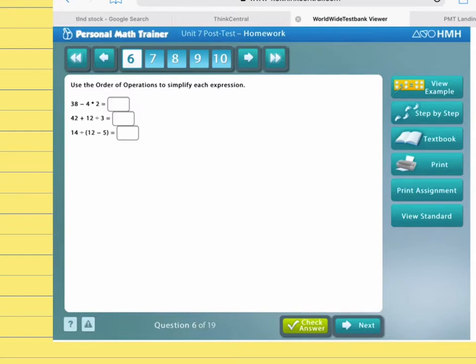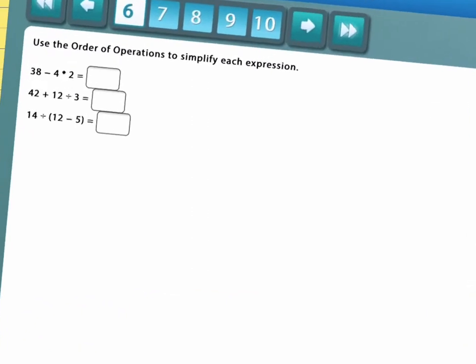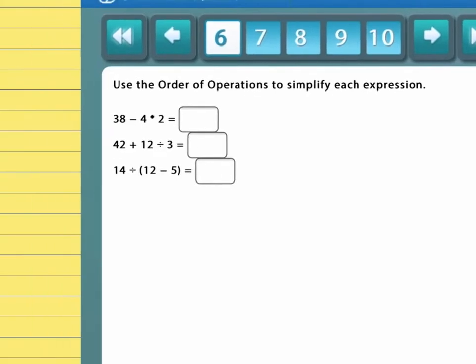Use order of operations to simplify each expression. So order of operations, what I'm going to do is make that a little bit larger. I'm going to put parentheses because this always helps me identify what to do first. So multiplication is first in that one, division is first in that one, and parentheses is first in that one.